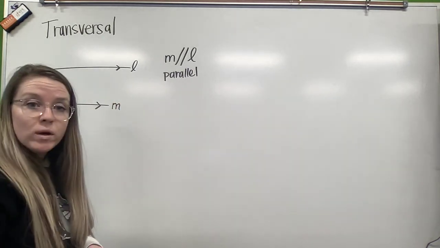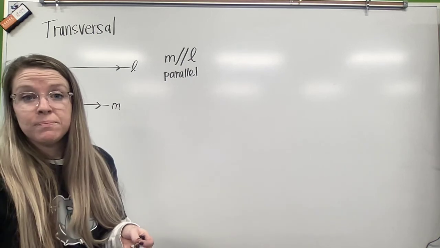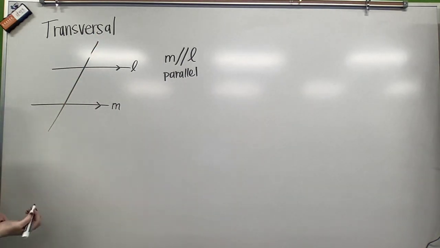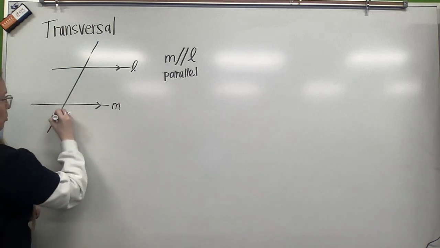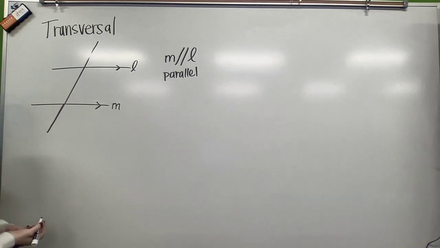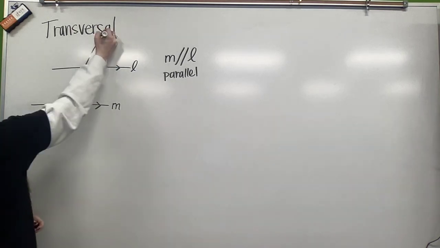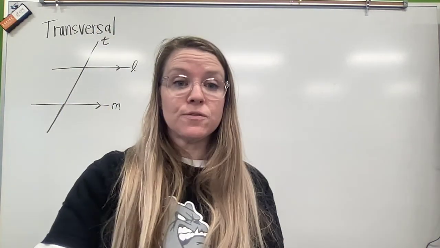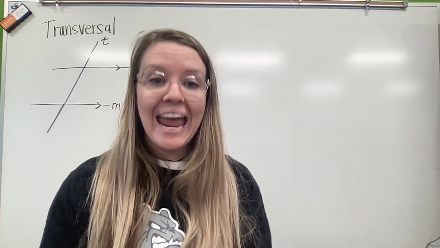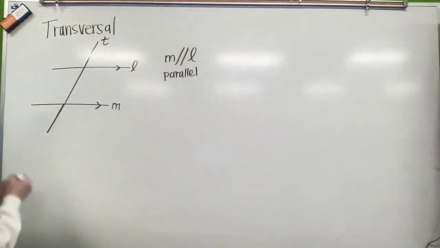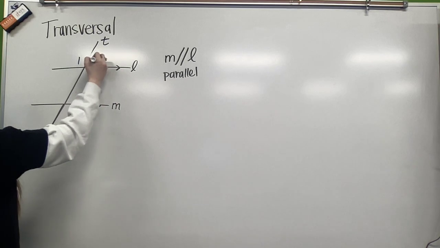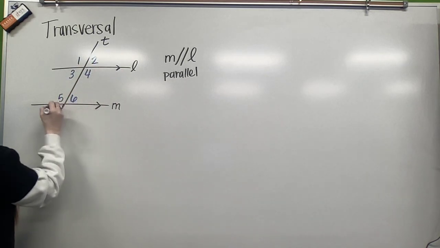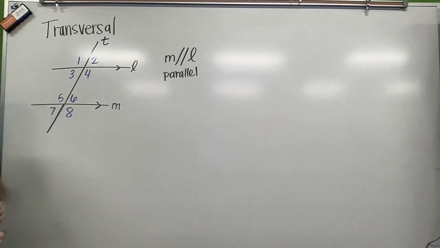These two lines, I'm going to intersect them with a transversal. A transversal is just a line that intersects more than one line, like such. Okay, we can call it T for transversal. With that transversal, we just created 8 angles. All right, so we have 1, 2, 3, 4, 5, 6, 7, 8.